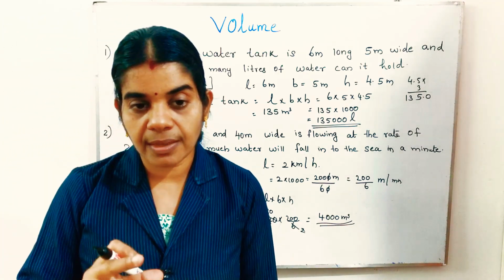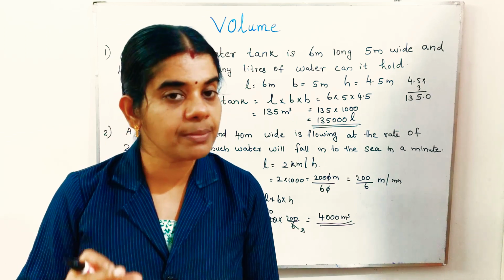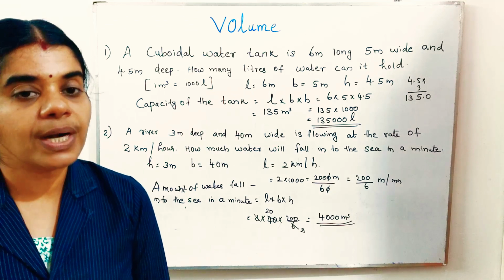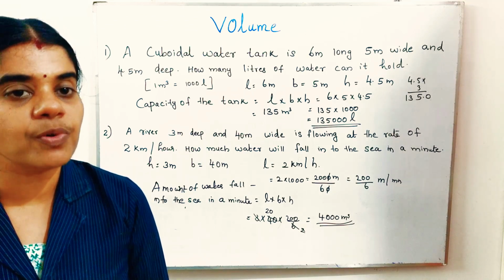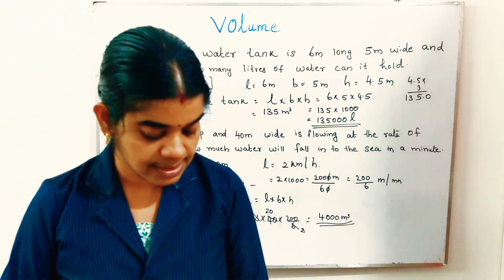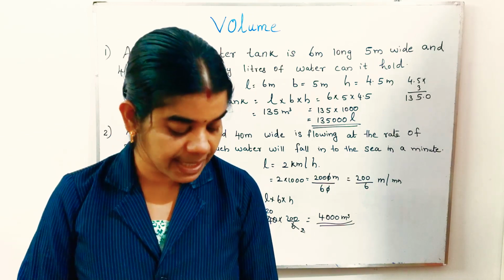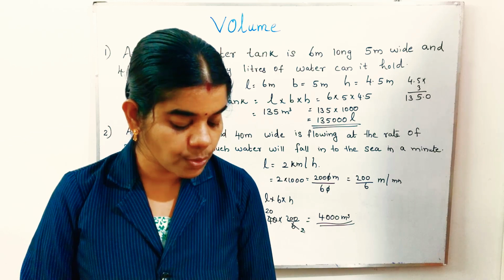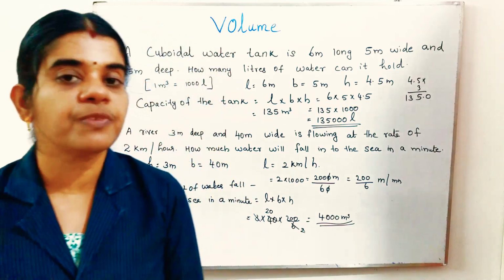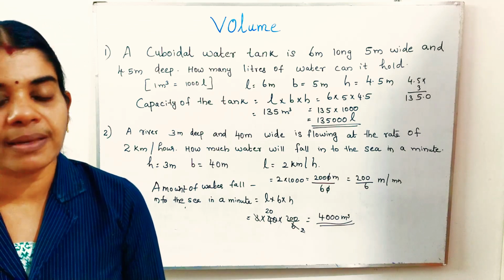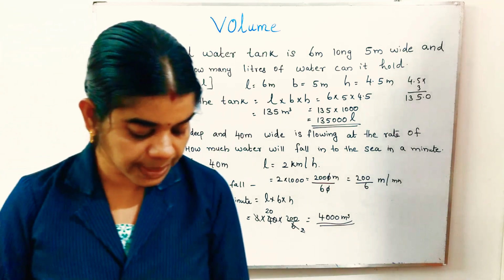Then the number of wooden pieces we can keep in the godown is equal to the volume of the godown divided by the volume of each wooden piece. Then that is 40 meter into 25 meter into 10 meter divided by 1.5 meter into 1.25 meter into 0.5 meter. You will get the number of wooden pieces that you can keep in that godown. Okay.